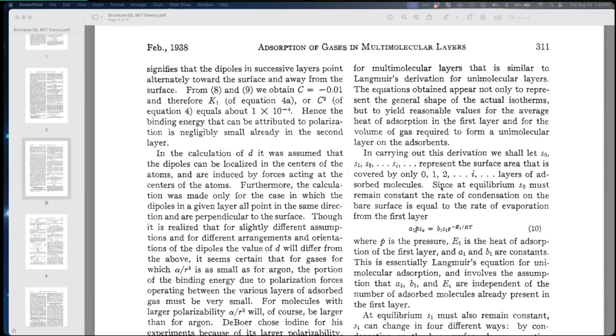Since at equilibrium, S0 must remain constant, the rate of condensation is equal to the rate of evaporation from the first layer. So I'm like, okay, I have an equality here. Cool. But what am I supposed to do with all these subscripts? Ooh. This is varying, and it's only defining the very first layer, the way they've written this. They've written a 0 and a 1.